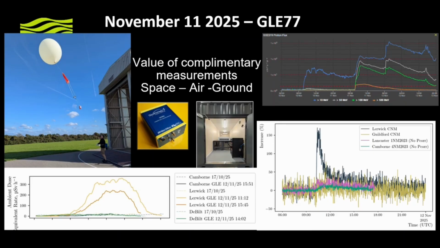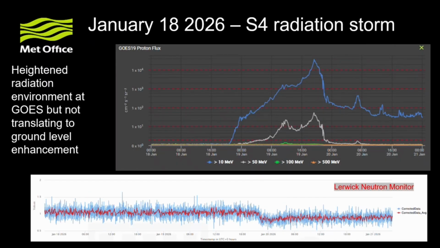So by having the three different measurements, the space-based from satellite, air from the radiosondes, and ground from the neutron monitors, we're able to get this view throughout the atmosphere of what's happening in a radiation event. And why this is important is, previously when we've been trying to warn on radiation, it's been tricky to know if you're actually seeing much of an increase at ground level.